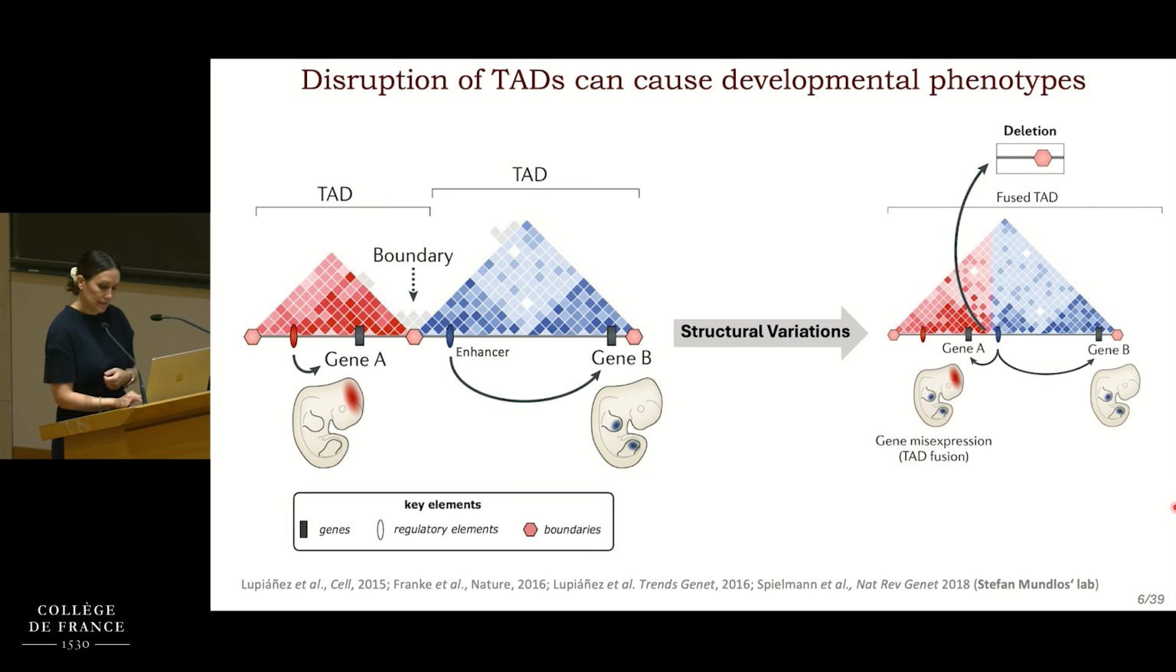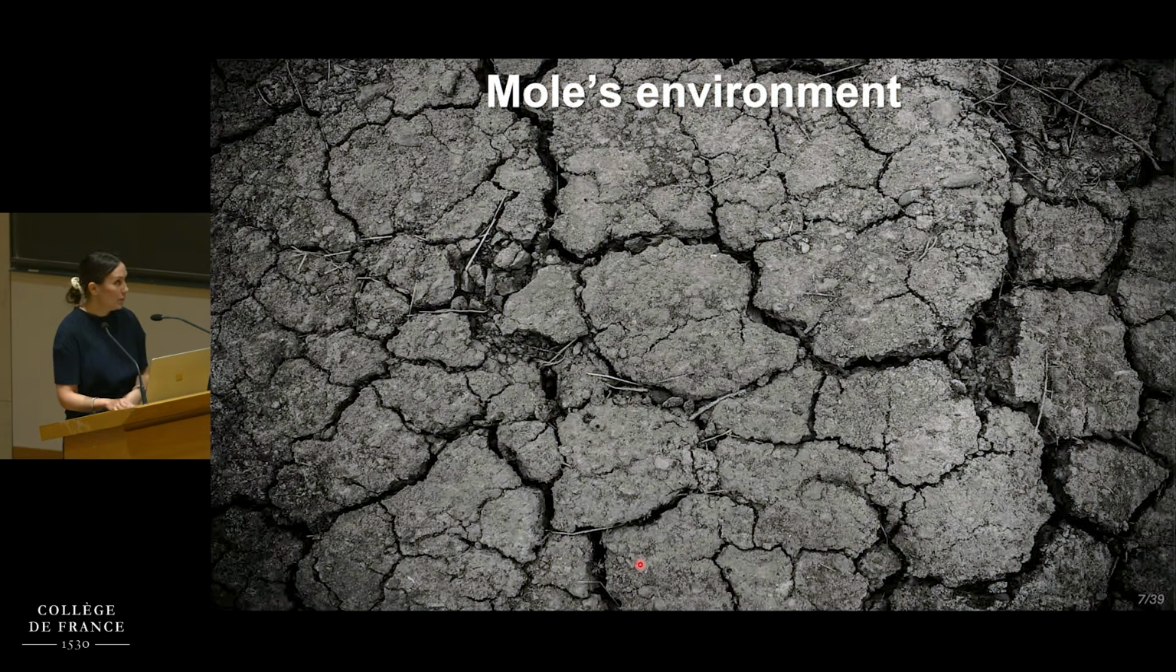But in the Stefan lab, when I was there, we wondered if this mechanism could also be involved during evolution in the adaptation of traits, having a positive effect. To explore this possibility, we chose a very interesting animal model, the mole, because it has a very unique environment that creates a very unique set of adaptations. Essentially, this is the habitat of moles. It is very tough. It is the soil, which is very hard.